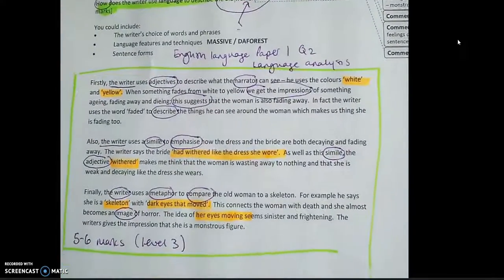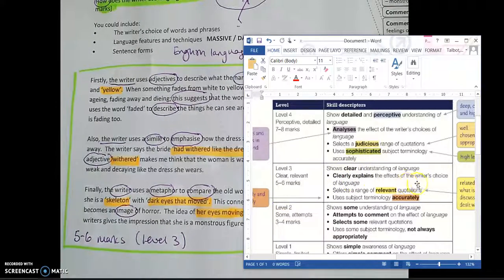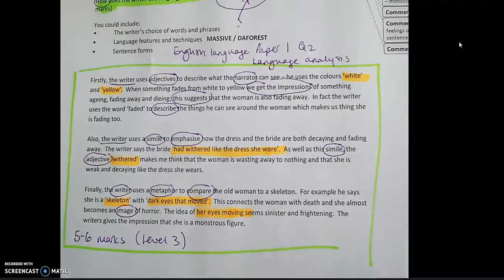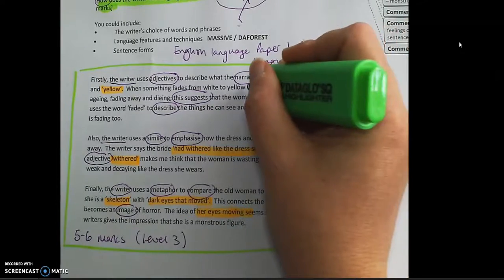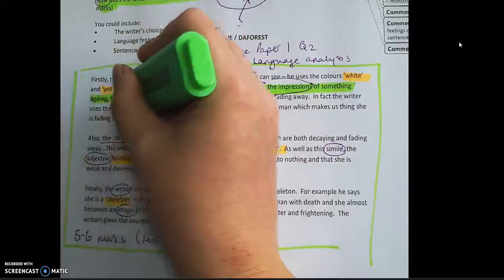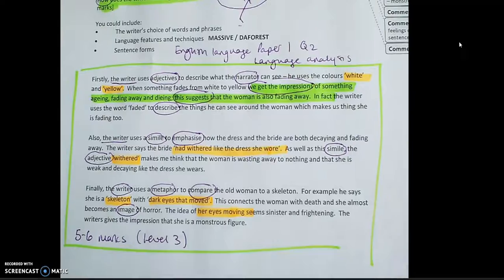Okay, so the final thing in the clear and relevant box is clearly explains the effects of the writer's choice of language. So in green, I'm going to highlight where I'm doing that. So firstly, the writer uses adjectives to describe the narrator. You can see he uses the colours white and yellow. When something fades from white to yellow, we get the impression of something aging, fading away and dying. This suggests that the woman is also fading away. So that's me talking about the effect of those particular words and what they've made me think about the old woman.